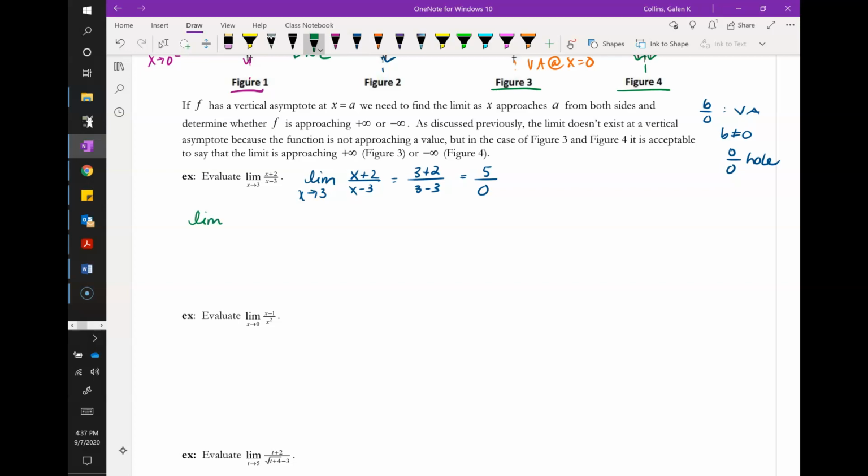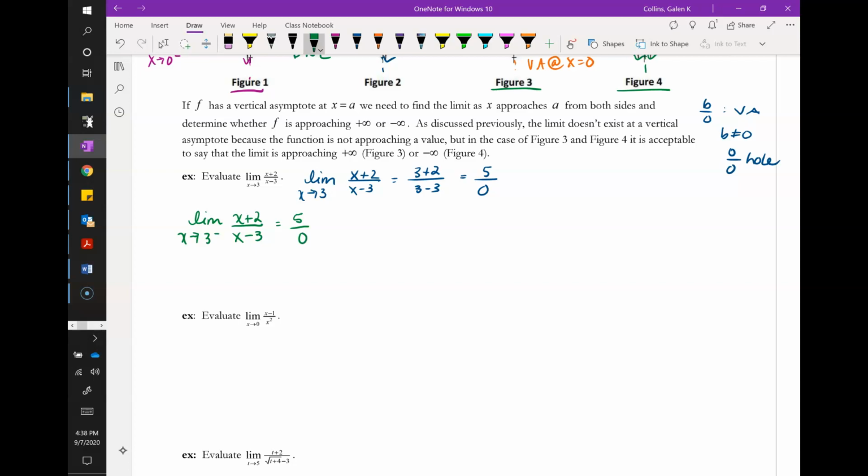All right, the limit of (x+2)/(x-3) as x approaches 3 from the left. So here's the funny thing that we're going to do. We're going to keep the 5 over 0 piece because we already know if we plug 3 in, that's going to be 5 over 0. So I'm going to write that.